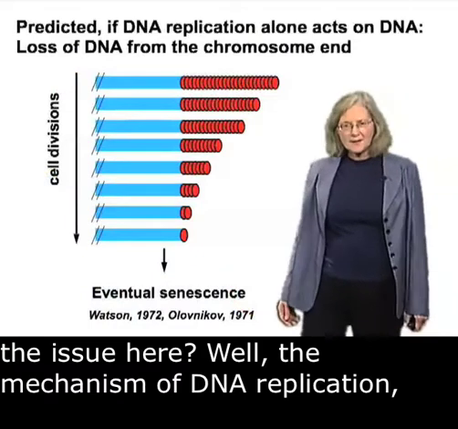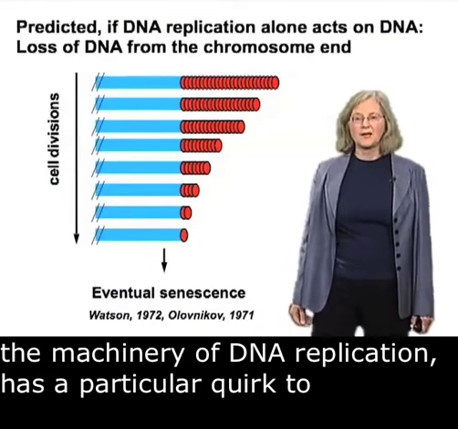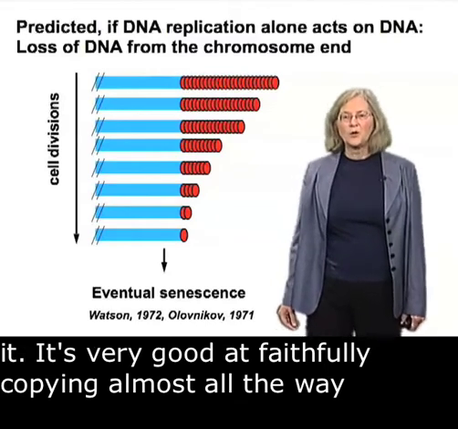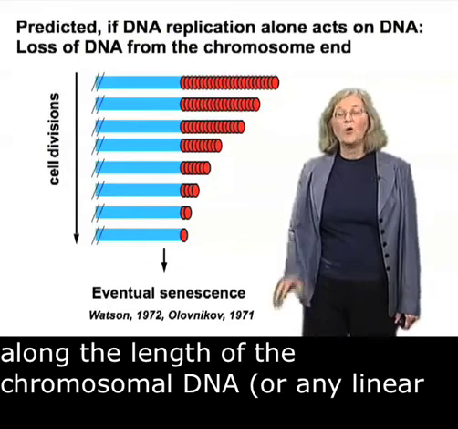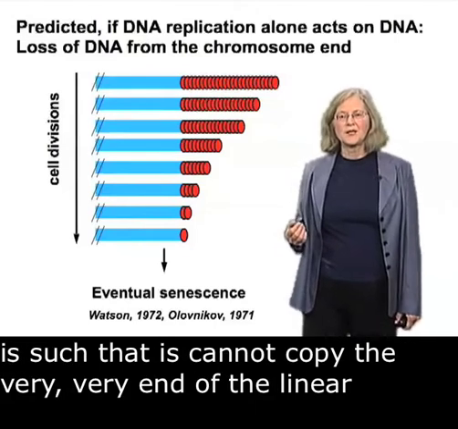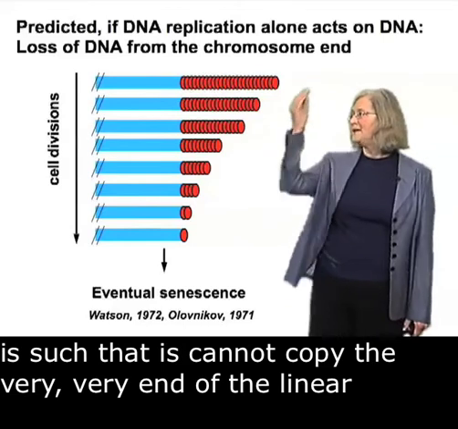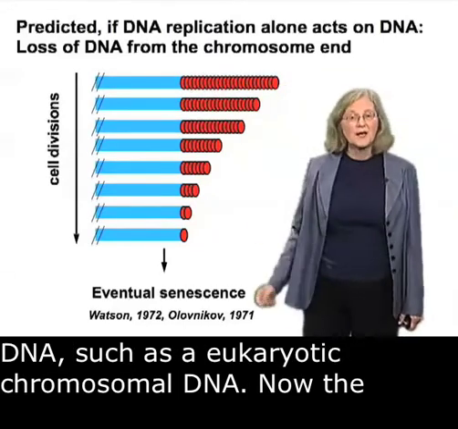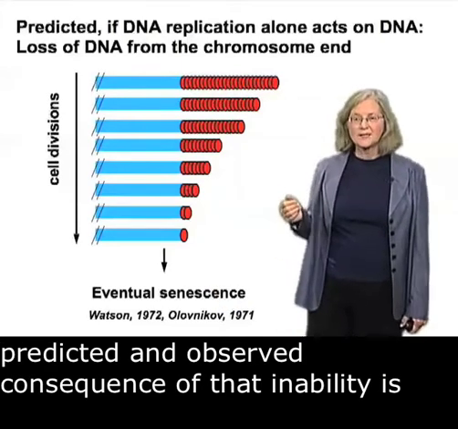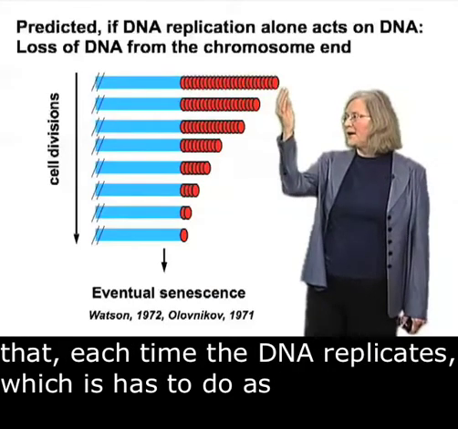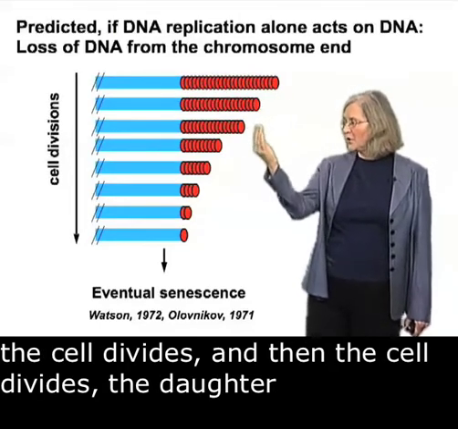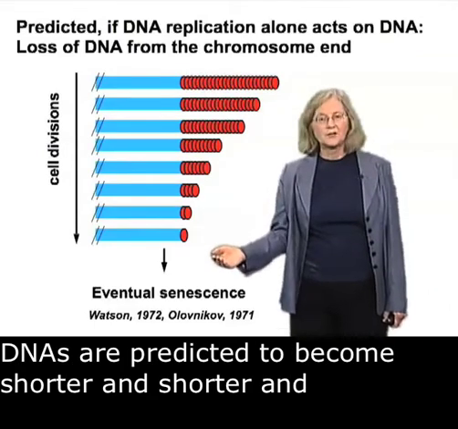Well, the machinery of DNA replication has a particular quirk to it. It's very good at faithfully copying almost all the way along the length of the chromosomal DNA, or any linear DNA, but the makeup of the DNA replication machinery is such that it cannot copy the very, very end of the linear DNA, such as a eukaryotic chromosomal DNA. Now, the predicted and observed consequence of that inability is that each time the DNA replicates, which it has to do as the cell divides, the daughter DNAs are predicted to become shorter and shorter and shorter.